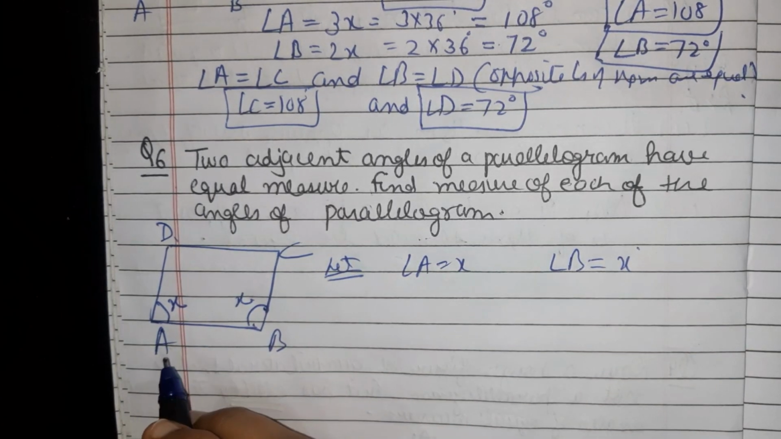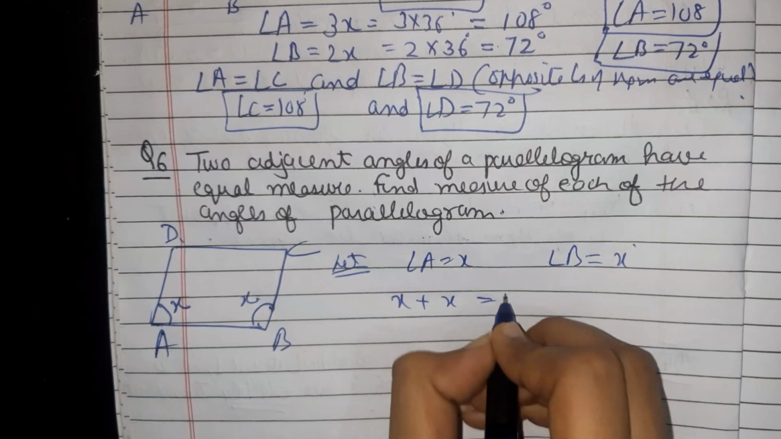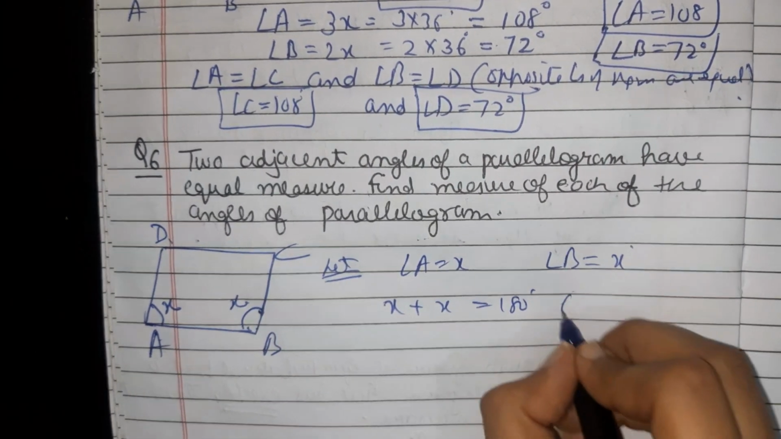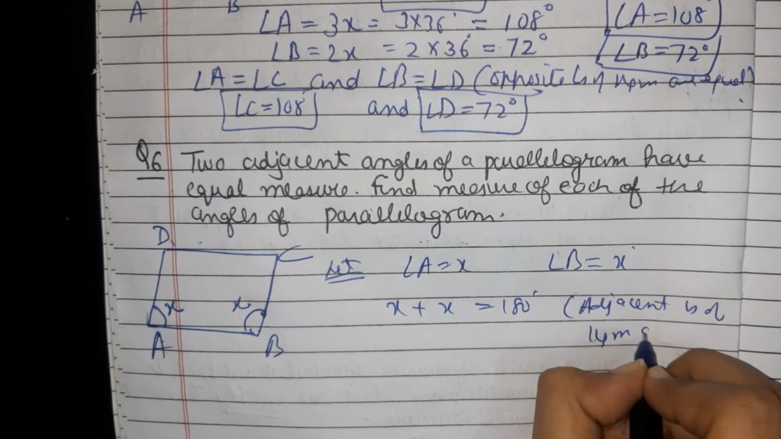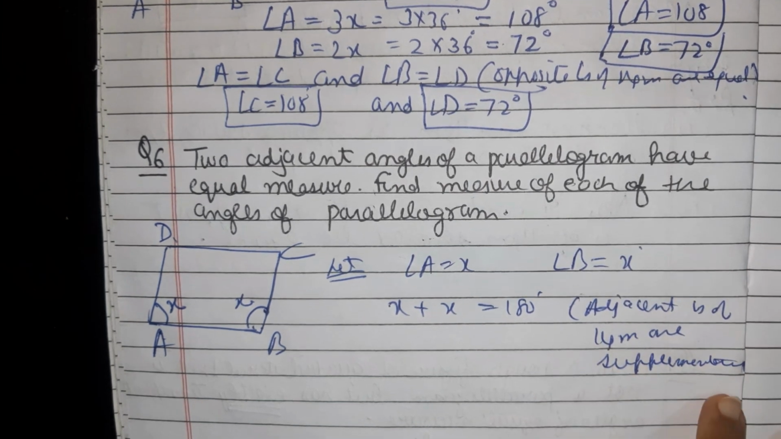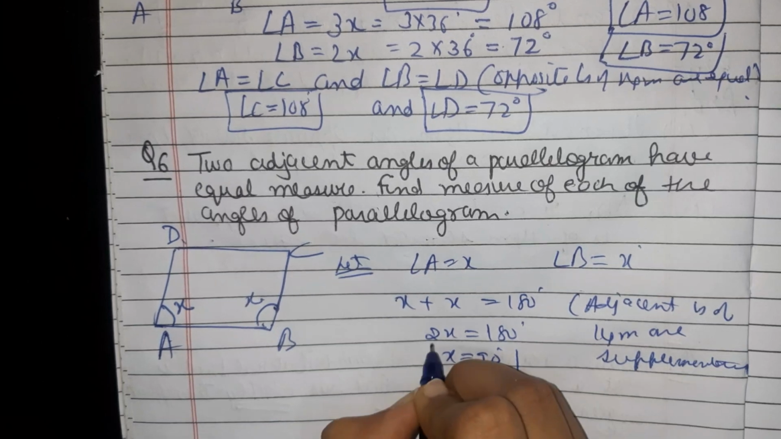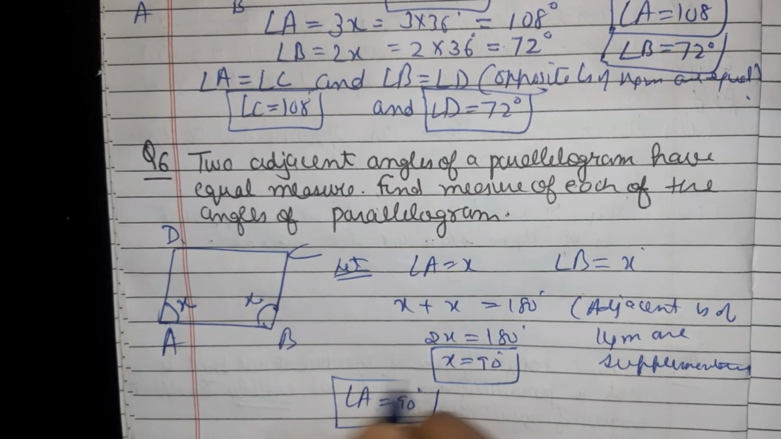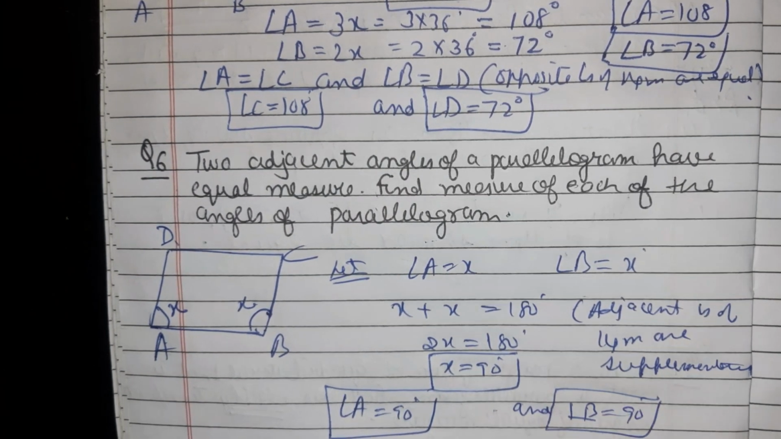And we know that the adjacent angles of a parallelogram are supplementary. So x plus x is equal to 180 degrees. So angle A plus angle B is equal to 180 degrees because the adjacent angles of a parallelogram are supplementary. So 2x will be equal to 180 degrees. So x will be equal to 90 degrees. That means angle A is 90 degrees and angle B is also 90 degrees.